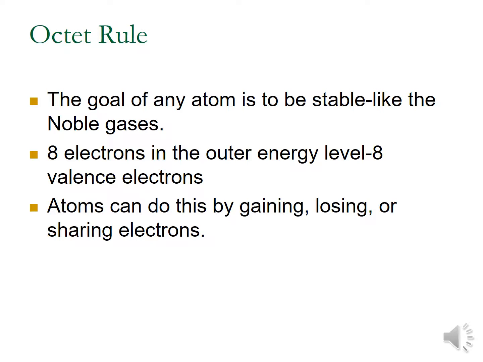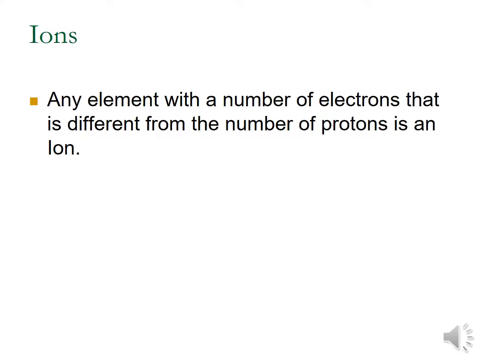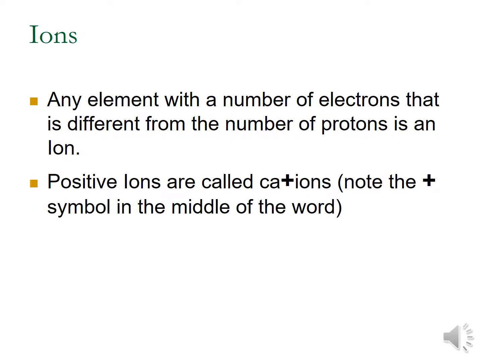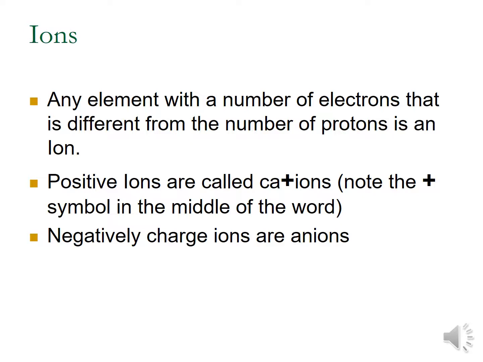Gaining, losing, or sharing electrons. When electrons are lost or gained, they form ions, which is any element with a number of electrons that is different from the number of protons. Since electrons are negative and protons are positive, having a different number of them will give you a charge, and that makes an ion. Positive ions are called cations, pluscats. Notice the letter T looks like a plus sign. Negatively charged ions are called anions.